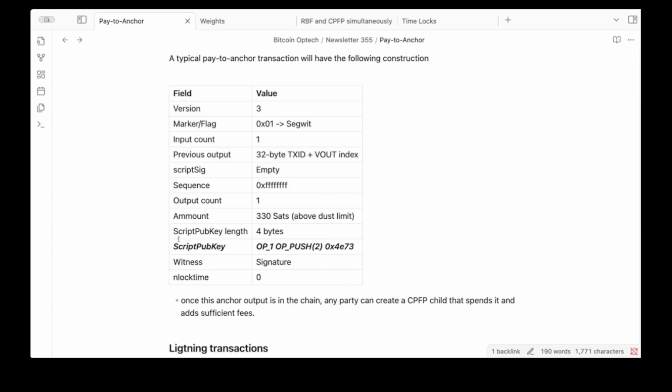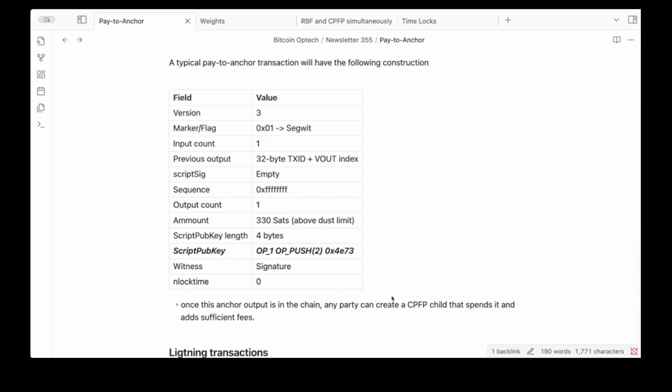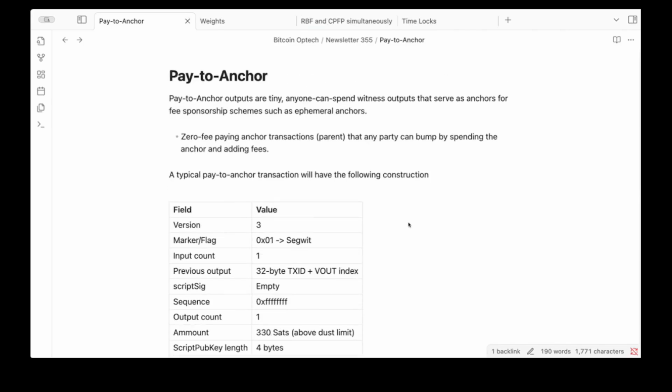Now, when you want to close, or actually actuate this transaction, you can always create a child for the parent and spend it. You can add sufficient sats that you require based upon the fee condition, and you can push this transaction into the block. So this is basically the idea behind a pay to anchor transaction.